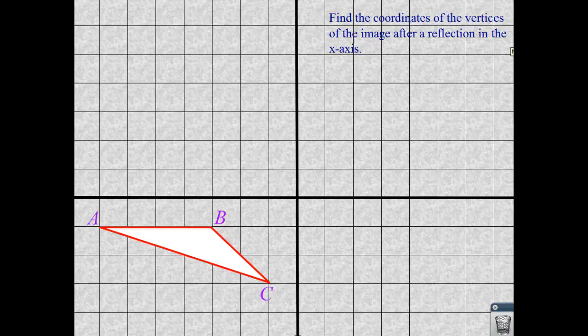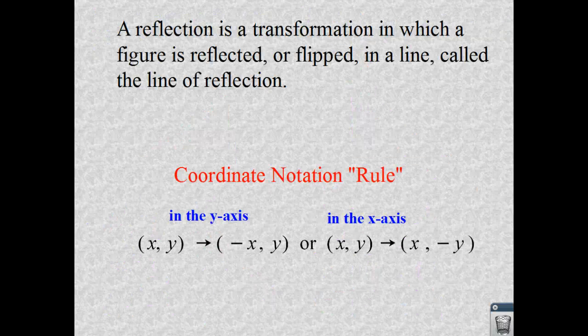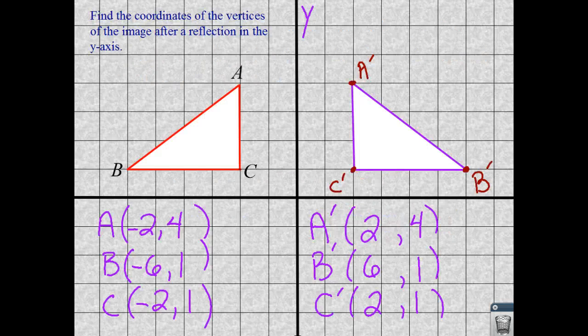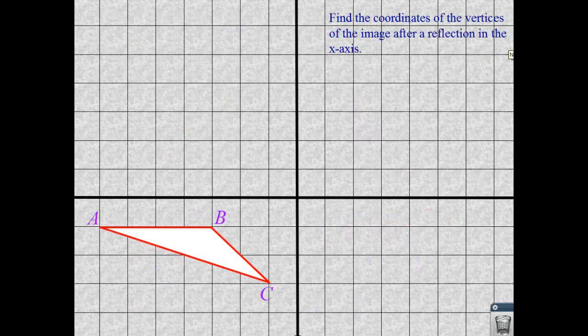Okay, the next one says, find the coordinates of the vertices of the image after a reflection in the x-axis. So if I were to go and use my coordinate notation rule, I'll go back, it says right here, when I reflect in the x-axis, my x will stay the same, but I'll take the opposite of my y values. I personally right now have the picture staring at me, so I'm going to be counting the units.